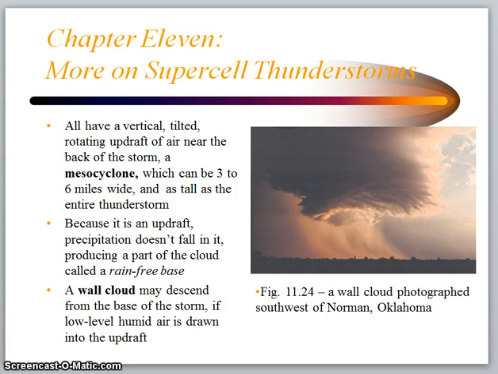Because this is an updraft, this mesocyclone, precipitation doesn't fall in it. It produces a part of the cloud which is called a rain-free base. In other words, from the base of the cloud near this mesocyclone, you're not going to get precipitation coming out of it because it's an updraft. A wall cloud may descend from the base of the storm if low-level humid air is drawn into the updraft. And here's a really nice picture, 11.24 from your book, of a wall cloud coming out of a supercell thunderstorm southwest of Norman, Oklahoma.